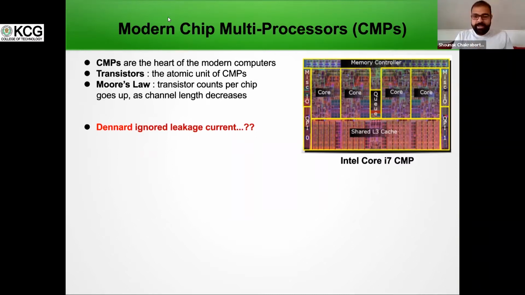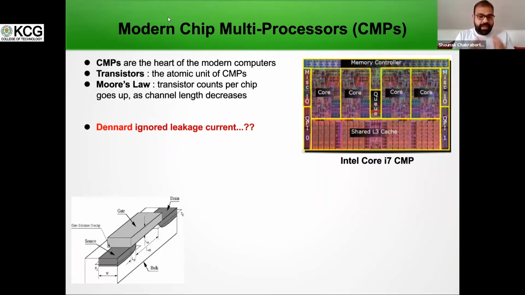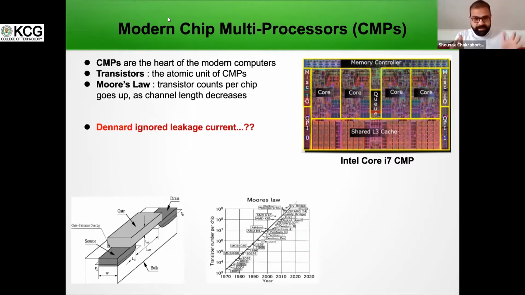The transistors, the basic building blocks of such a chip, are the atomic unit of the CMPs, and their channel length is decreasing day by day. Channel length is simply the length between the source and drain. This channel length is decreasing with the advancement of VLSI technology. As per Moore's law, once your transistor's length decreases, in the same area you can accumulate more transistors. As a result, you get a huge performance benefit from such CMPs, or chip multiprocessors.